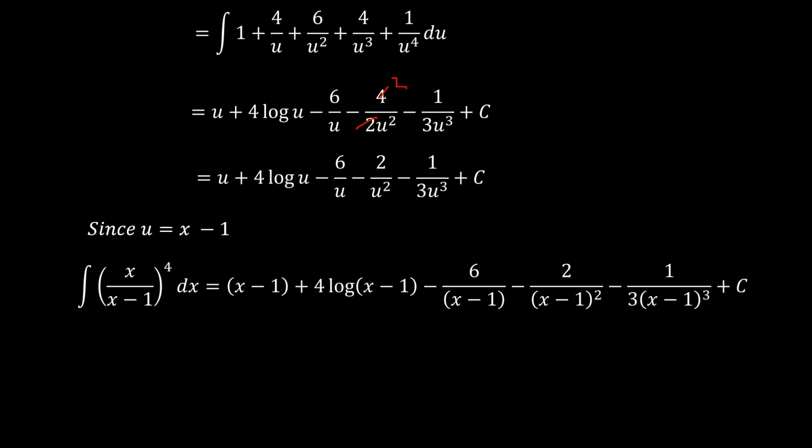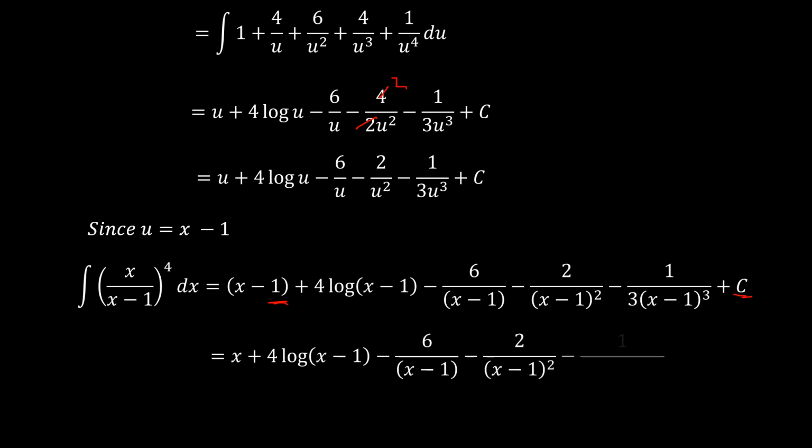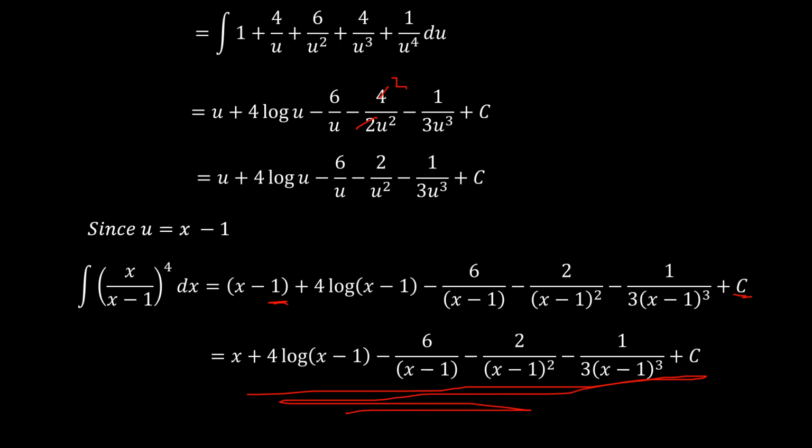Now it's just a little bit uncool to have a constant here and another constant here, so we can bunch this constant with this c here, and so we have x plus 4 log of x minus 1, minus 6 over x minus 1, minus 2 over (x minus 1) squared, minus 1 over 3 times (x minus 1) cubed, and then plus the new integration constant. And this is the answer that was provided. It was a fairly simple problem.